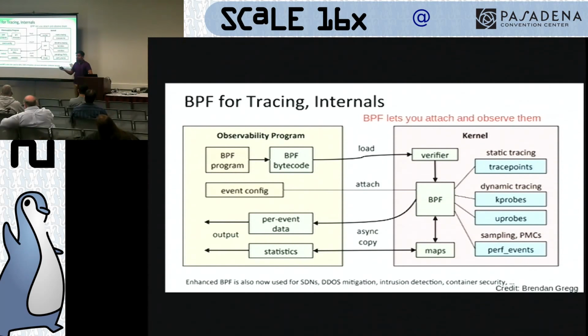And finally, the BPF program in the kernel can output that in different ways using maps. Maps is a data structure that lets you aggregate information as you get it. For example, histograms are a kind of map. And there are various other ways to emit information from the BPF program. So BPF is a technology that lets you do that.